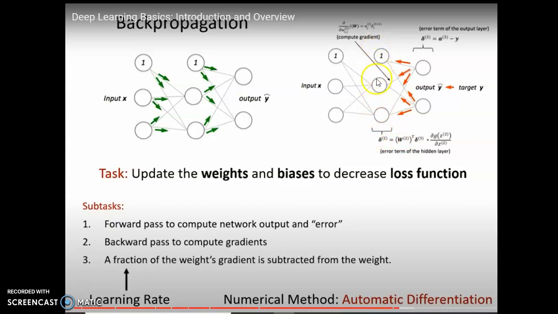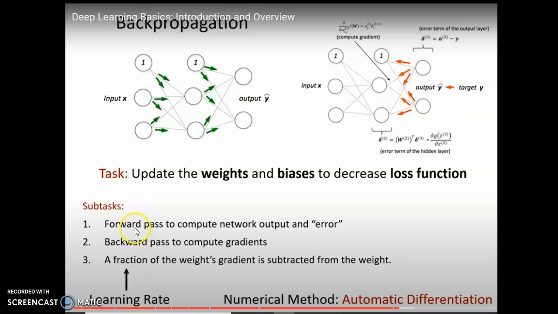Del power 2 is equal to W power 2 transpose times del power 3, times dou g by dou z, the derivative of the activation. This is the error term of the hidden layer. Then update the weights and the biases to decrease the loss function.